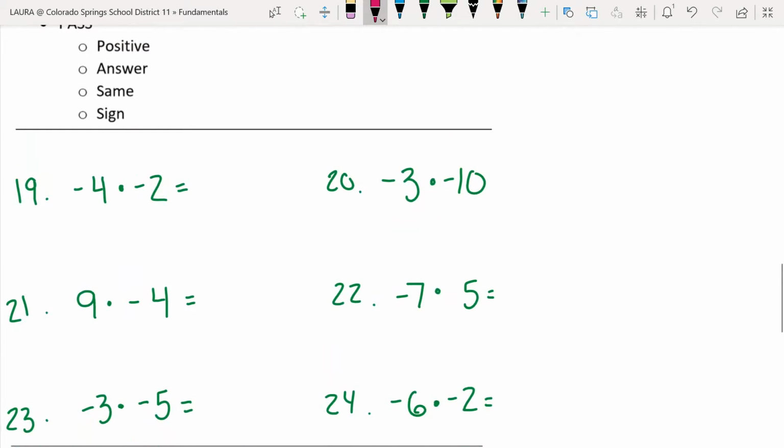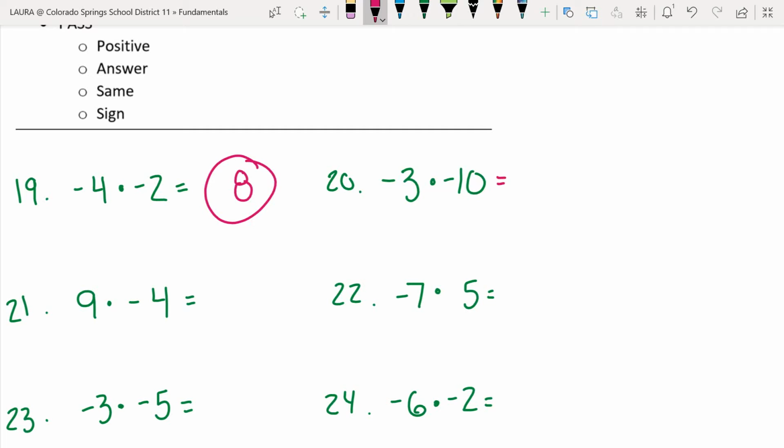Let's just jump in here. Number 19, you need to write down -4 times -2. So I just multiply like normal. 4 times 2 is 8. Because they're both negatives, that means my answer becomes positive. 2 negatives make a positive. So number 19 is a positive 8.